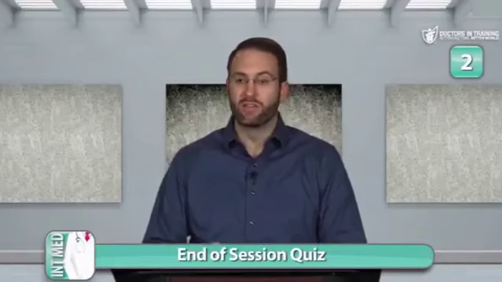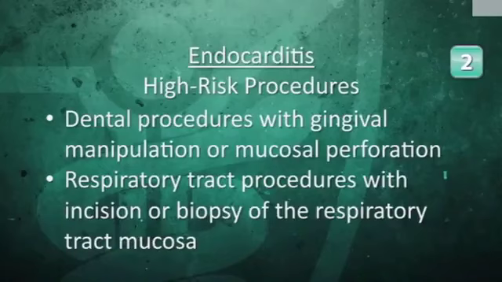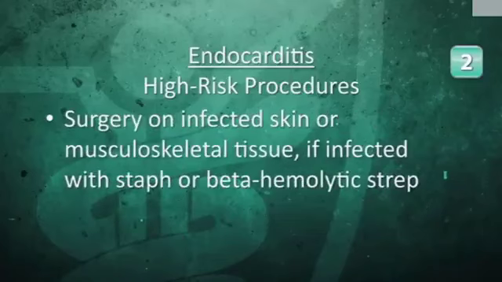So now we're looking at the type of procedures, not the condition. So procedures. First one, dental procedures associated with gingival manipulation or perforation of the oral mucosa. Respiratory tract procedures with incision or biopsy of the respiratory tract mucosa. So think of a tonsillectomy. Think of bronchoscopy with biopsy. Surgery on infected skin or musculoskeletal tissue if infected with staph or beta hemolytic strep.